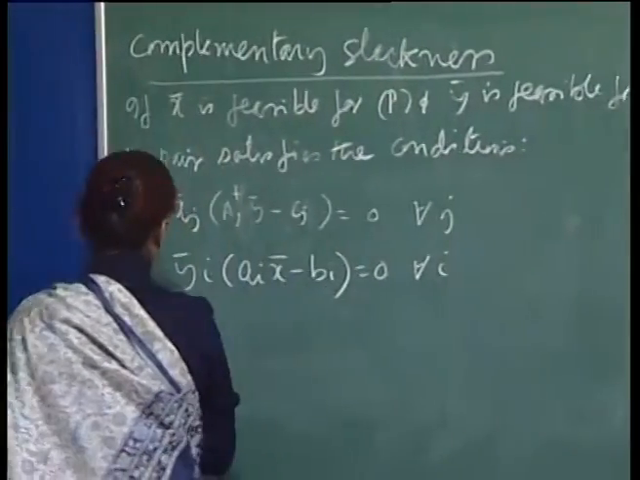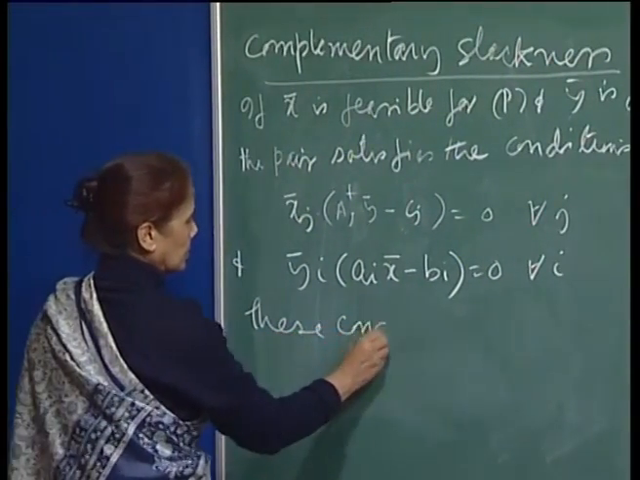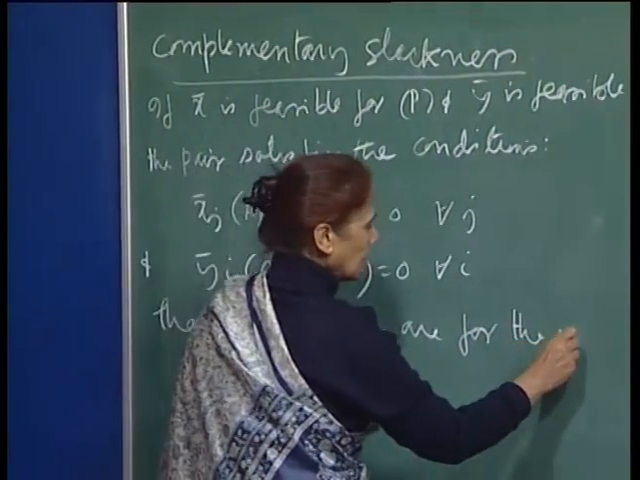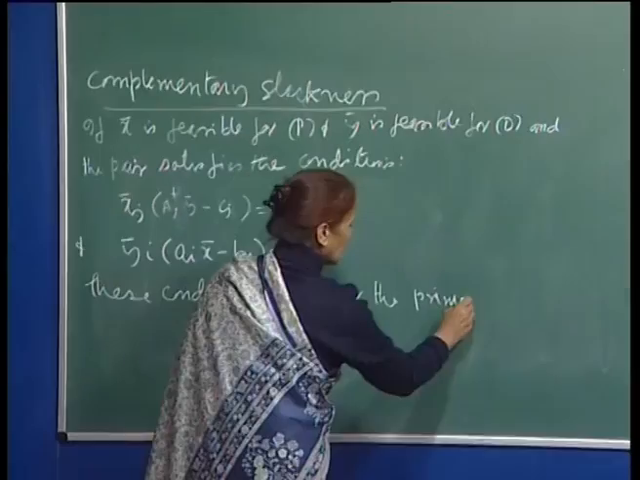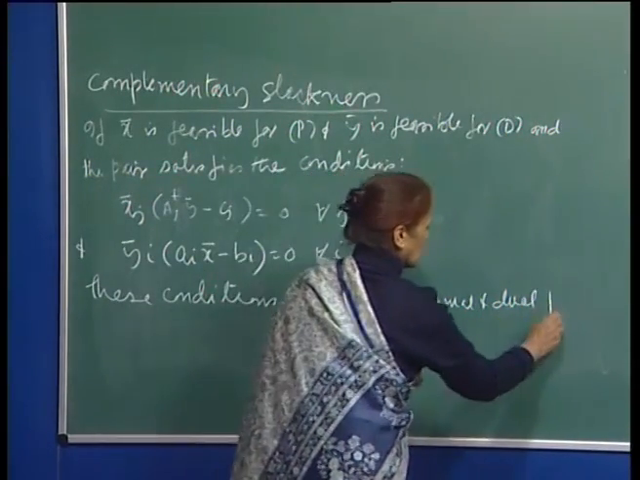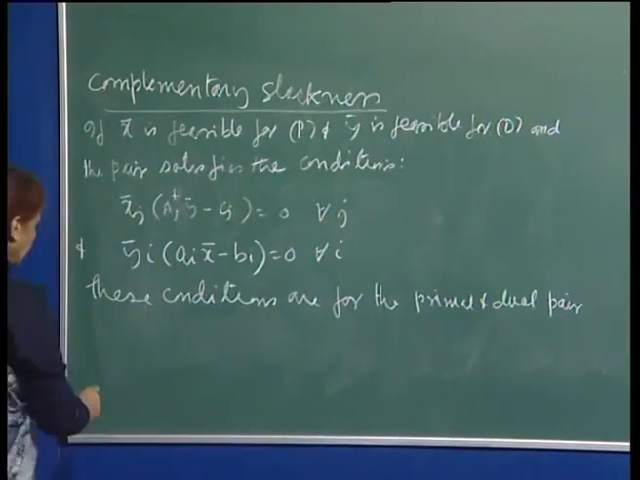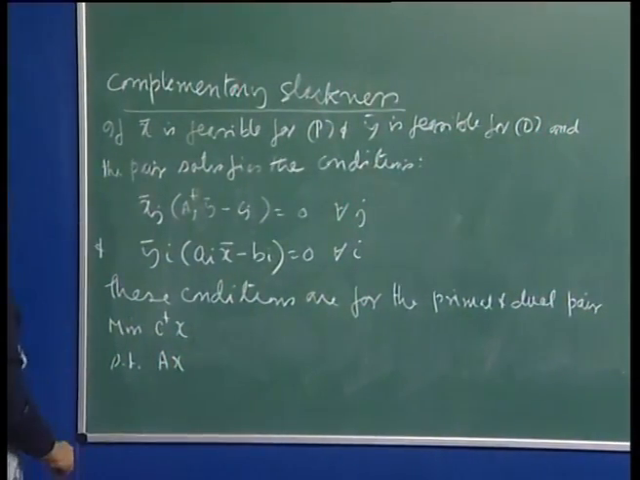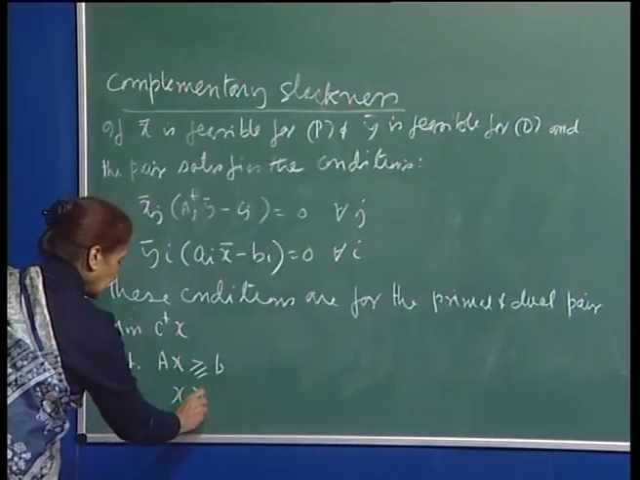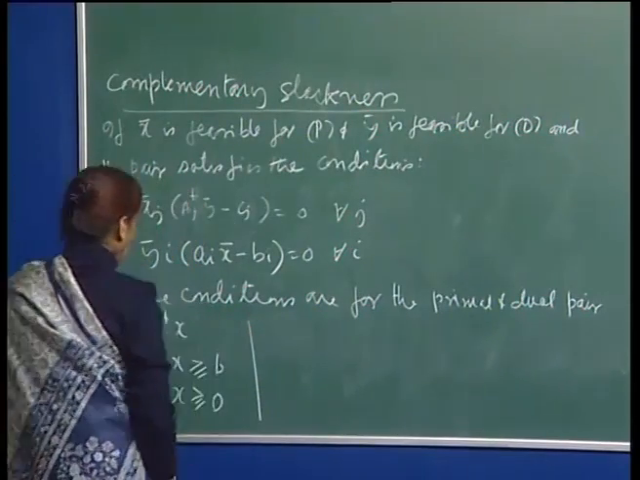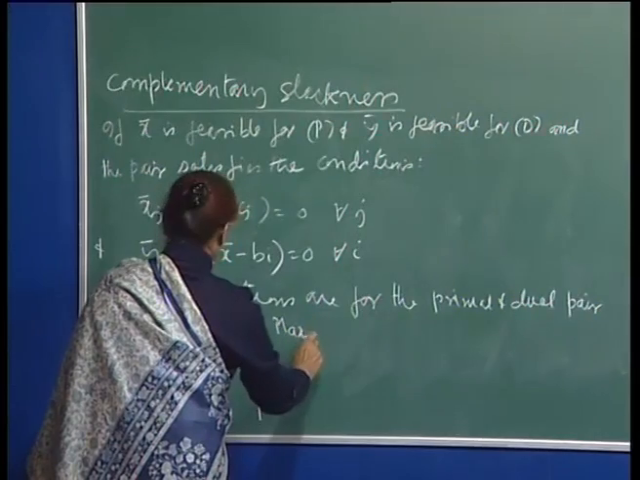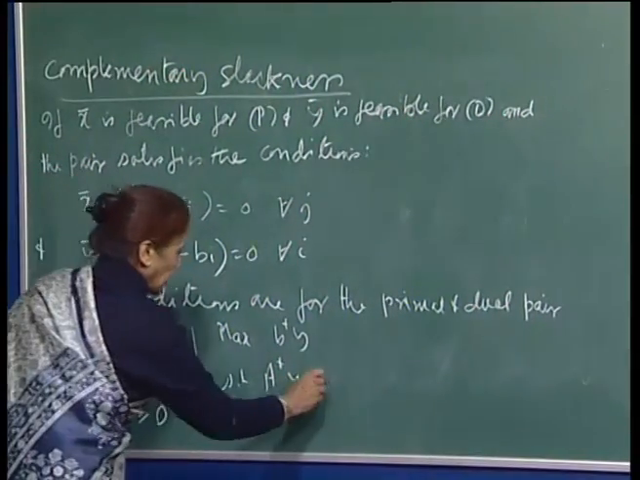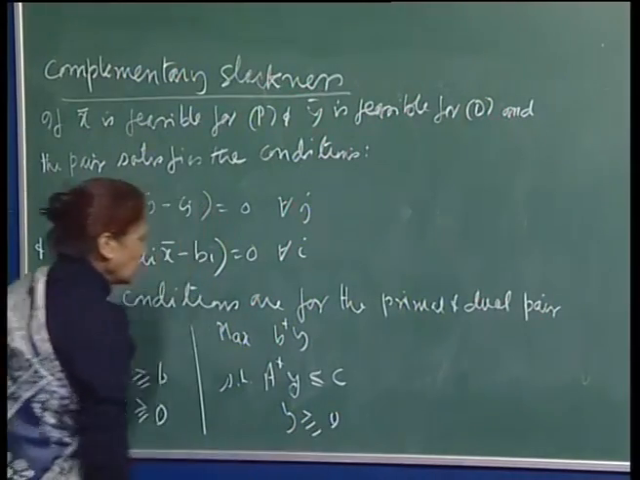So, maybe I can say that these conditions are for the primal and dual pair: minimize C transpose X subject to A x greater than or equal to B, x greater than or equal to 0, and the corresponding dual would be maximize B transpose Y subject to A transpose Y less than or equal to C, Y greater than or equal to 0. So, this is known as the canonical pair.